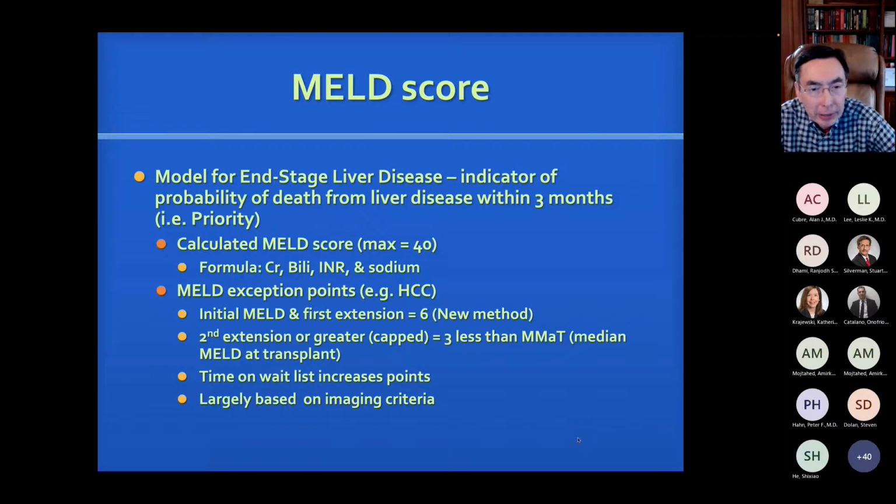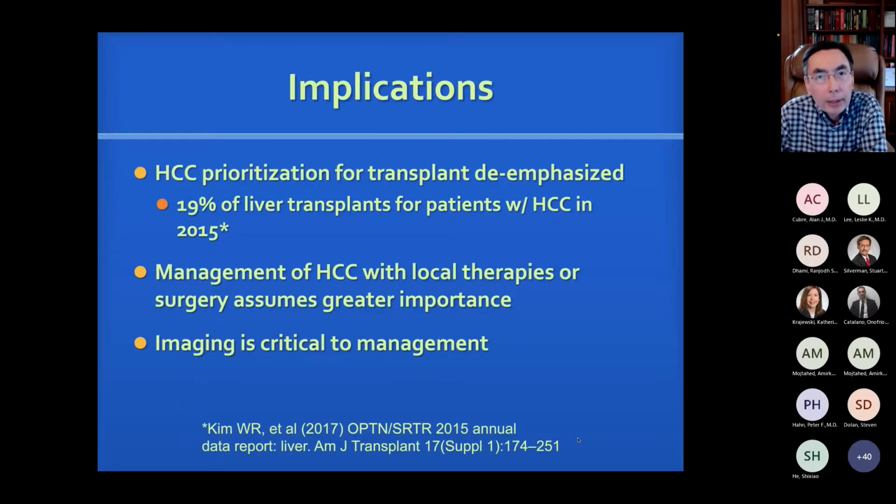And for HCC exceptions, it's capped at 3 at that value. And now your prioritization does increase by time on the waiting list. And of course, the MELD exception points are largely based on imaging criteria, but not exclusively. So the implications of this are, one is that the prioritization of transplantation based on HCC was somewhat de-emphasized by this new method of calculating MELD exception points recently.